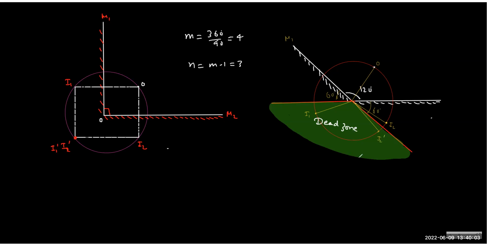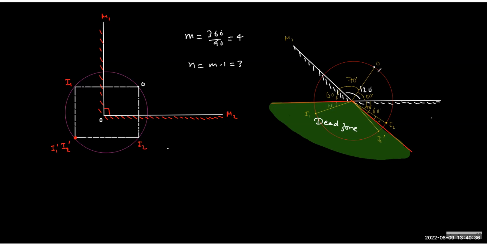There are three images, no? See, once you fall in the dead zone, further images will not form, but that is the image formed. I1 is an image formed. I2 is an image formed. I2 dash is an image formed. Okay, you can take some angle. Let's say imagine this is 70 degrees. So this will be how much? 50 degrees. So this is how much? 10 degrees. So this is 10 degrees extra.